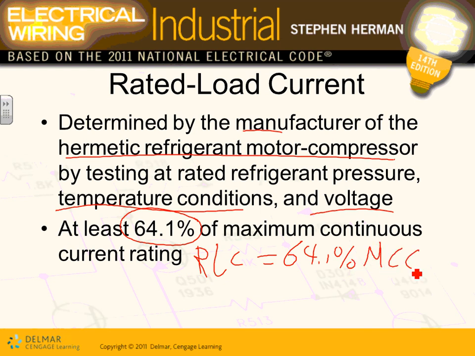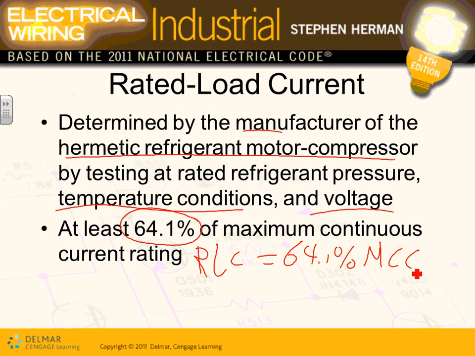Do you guys see why they use the maximum continuous current? They get the maximum continuous current and they say, you know what, we're going to rate the equipment at 64% for safety. So that's how they come up with something called rated load current. Very important because that's how we size the equipment.